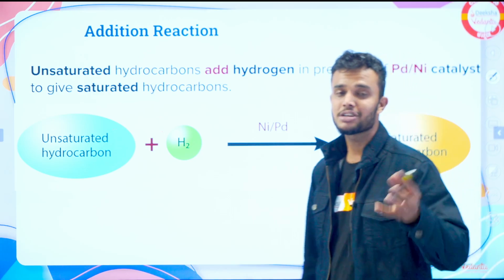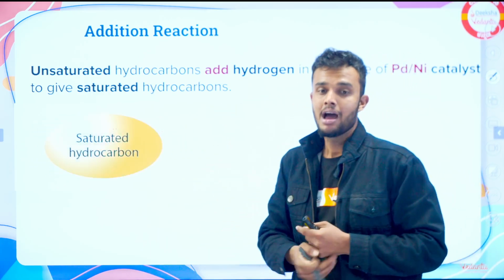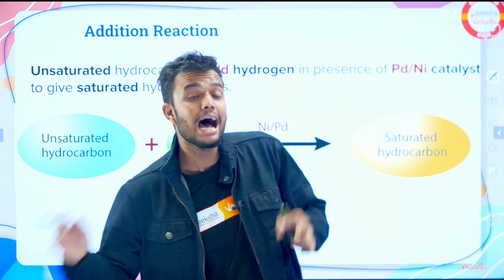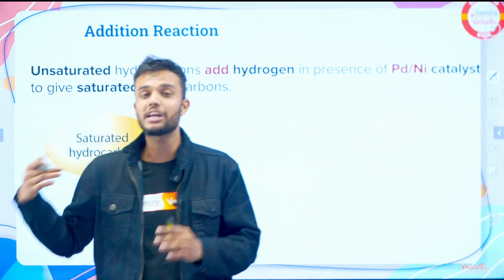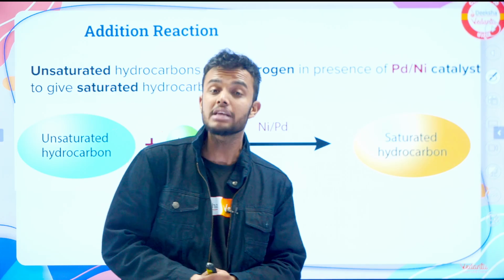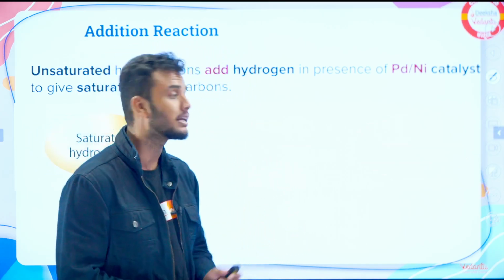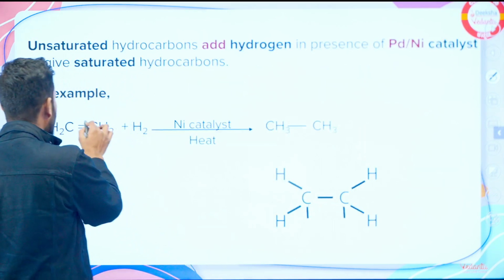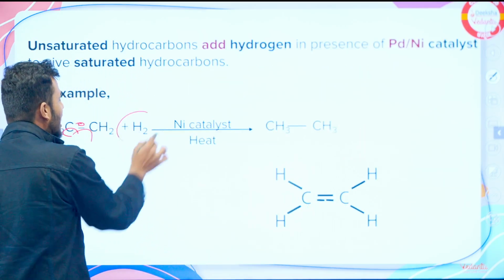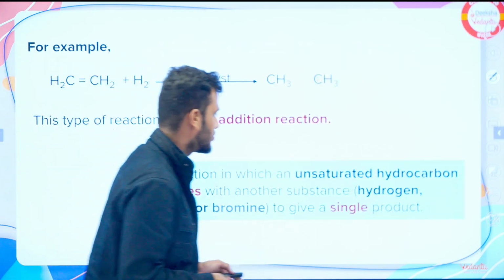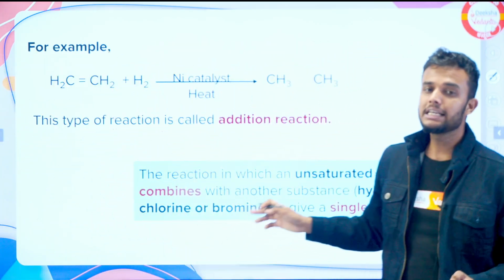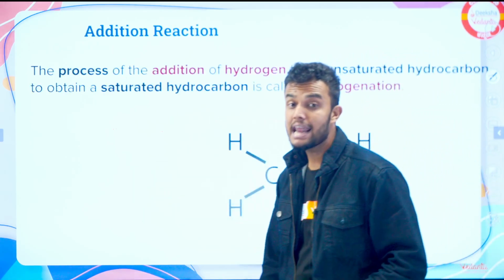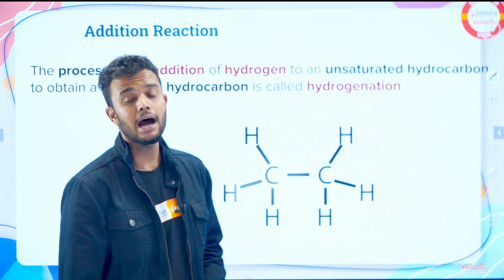Next, move on to the addition reaction. What is an addition reaction, students? Very simple. We add something. In this reaction, what happened? Unsaturated hydrocarbon is converted into saturated hydrocarbon by using a nickel or palladium catalyst. Very important reaction, please note this down. For example, in any unsaturated compound, the bond is broken and a hydrogen atom is added. That's all. Very simple. These are called addition reactions.